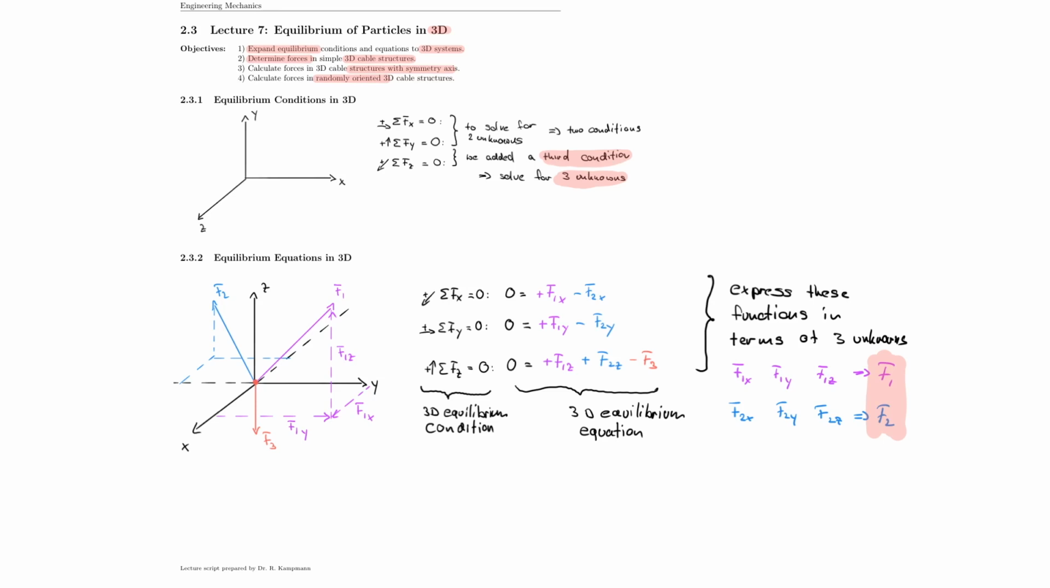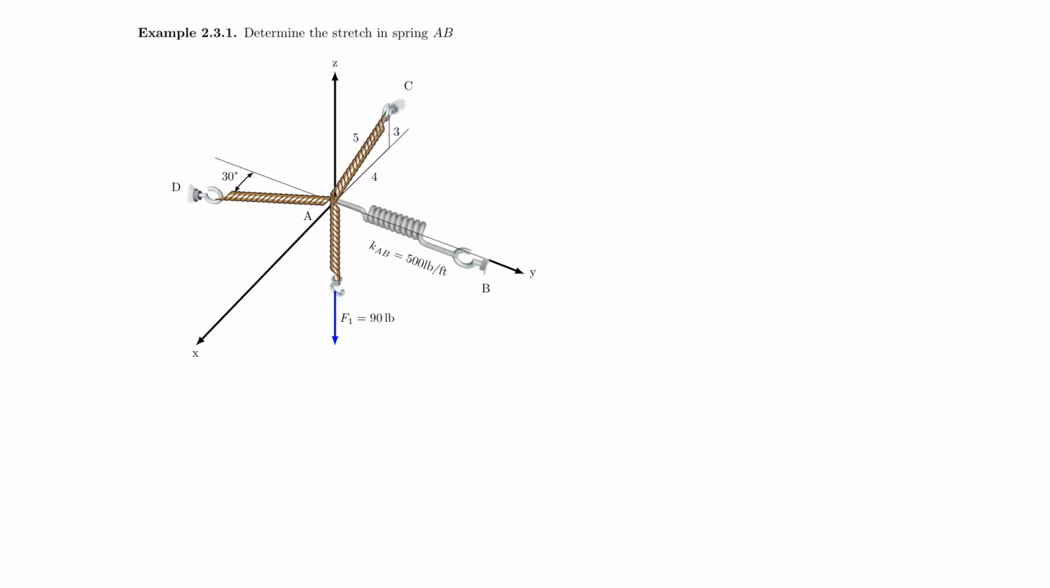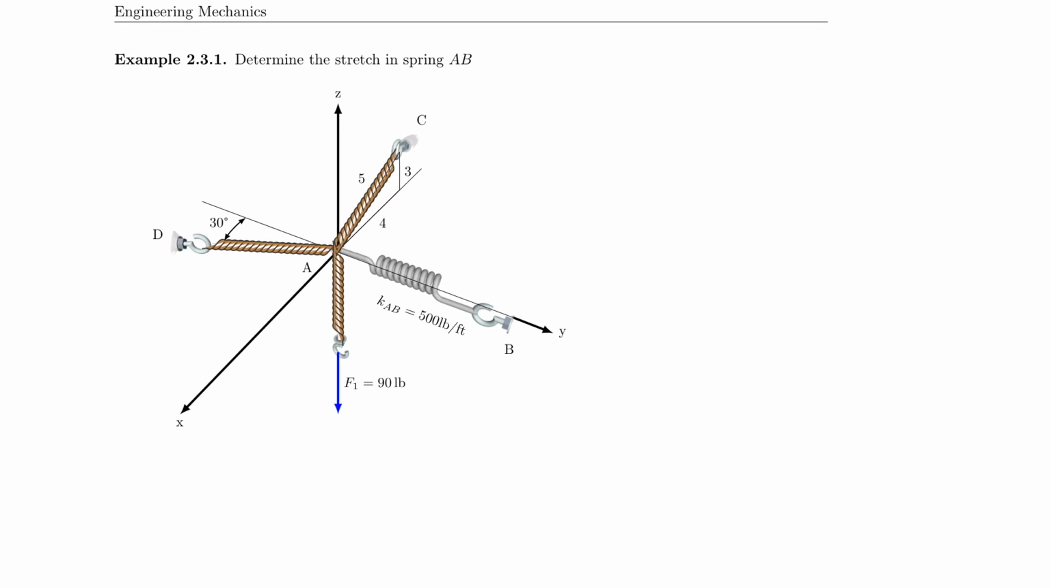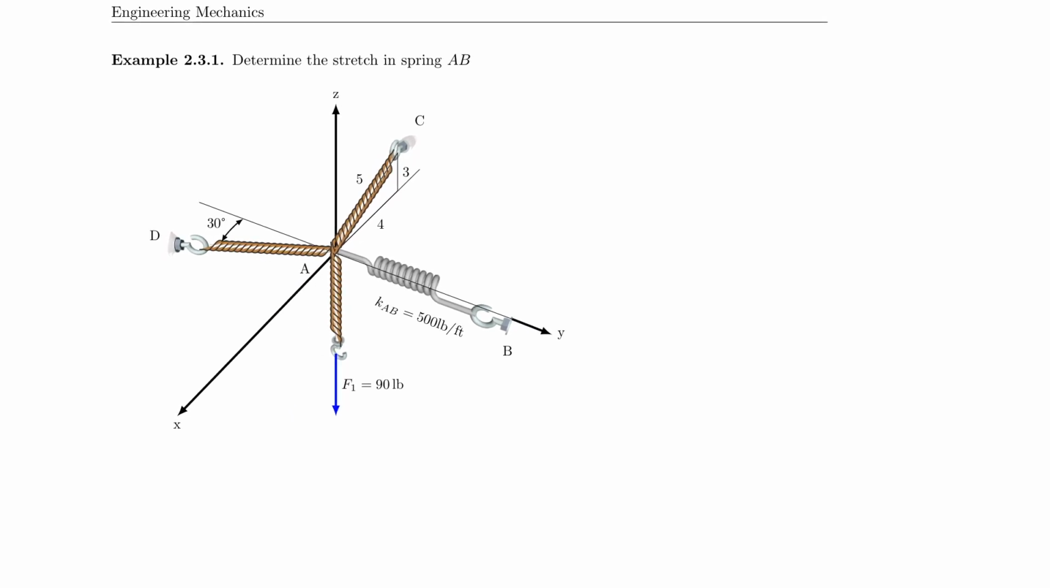But that concludes the introduction to the equilibrium in 3D. And now, believe it or not, we are already ready to move on and solve our first problems. Let's go ahead. So here we can see our first 3D problem, the 3D cable structure with a spring included. The spring goes from node A to node B. And our problem states that we are supposed to determine the stretch in spring AB. You already remember from the previous class that we worry about this at the very end. So first we have to find all the forces in the cables.